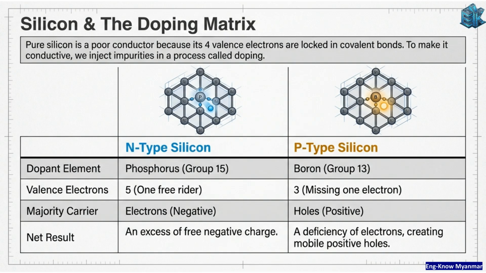Pure silicon is a poor conductor. To enhance conductivity, we use doping, injecting impurities to create two types of silicon. N-type silicon is doped with phosphorus, creating an excess of free negative electrons. P-type silicon is doped with boron, creating a deficiency of electrons, which are seen as mobile positive holes.